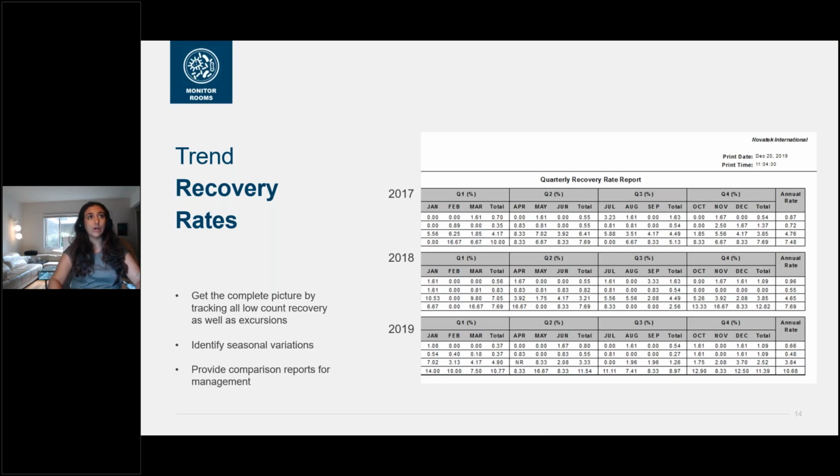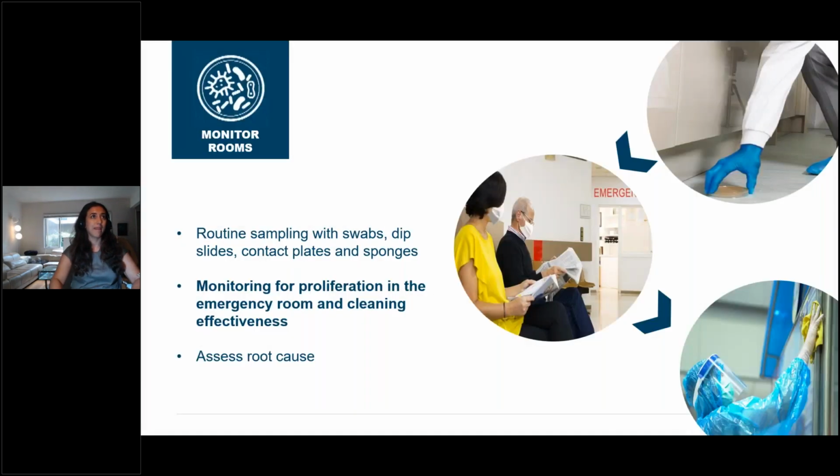This is something that would tell you that you might see seasonal patterns or whatever it may be, where you have to put in preventive measures in order to prevent outbreaks, for example, during flu season. So it's a good comparison to see if you are on track with previous years, previous quarters, previous months, or if there is cause for action and prevention.